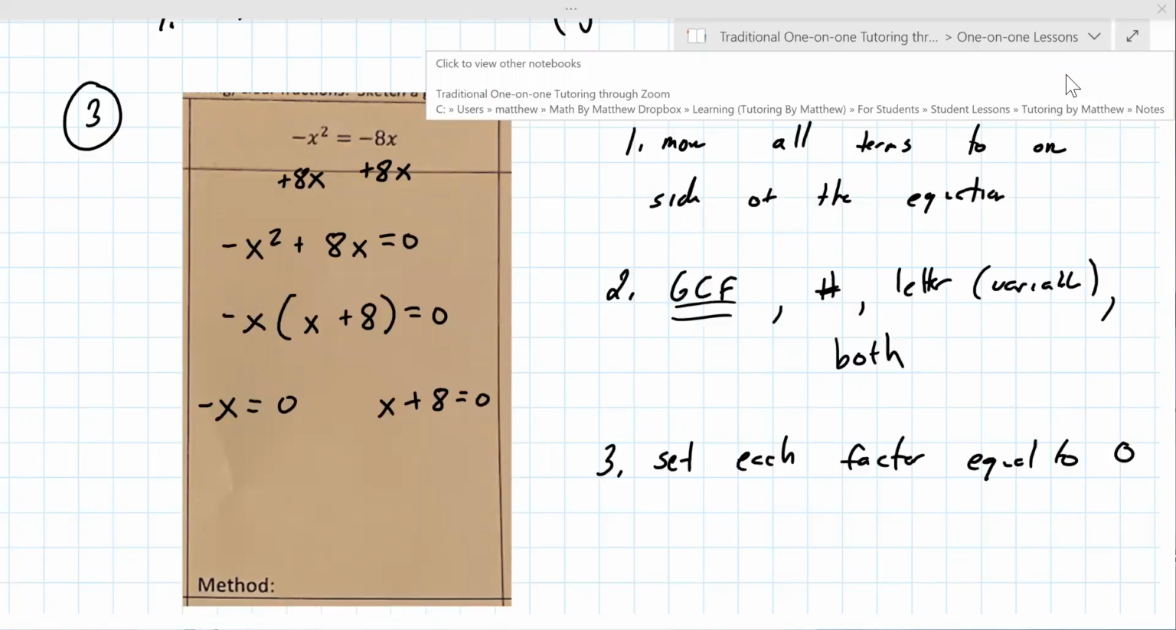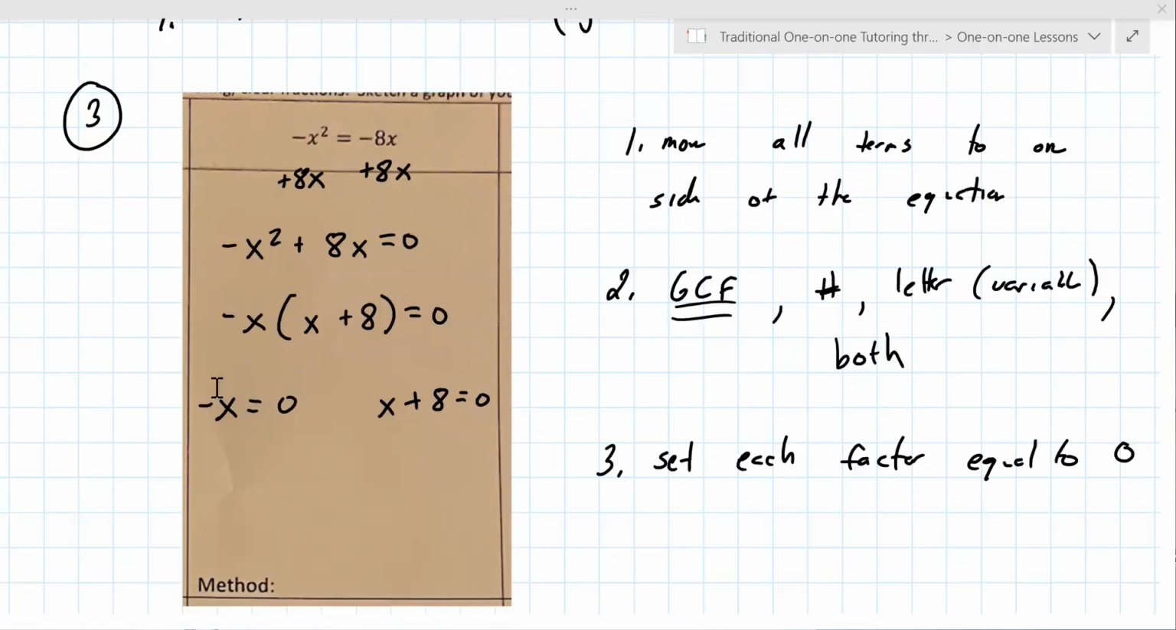Okay, now on the left here, we have to solve for x. So we're going to divide both sides by minus 1. x equals, what is 0 divided by any number? 0 divided by any number is 0. Very good.